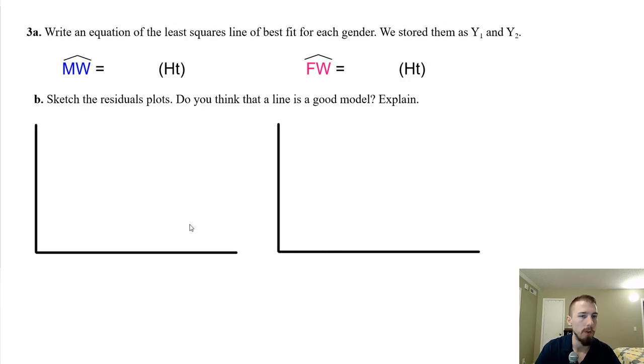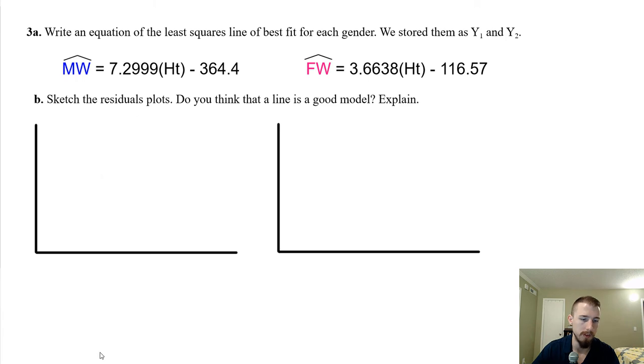Okay, write the equation for the least squares line of best fit for each gender. So we store these as the y1 and the y2. Basically that's what I've already showed you before. This is the prediction for the weights based on the heights. And then for the females, we have that right there.